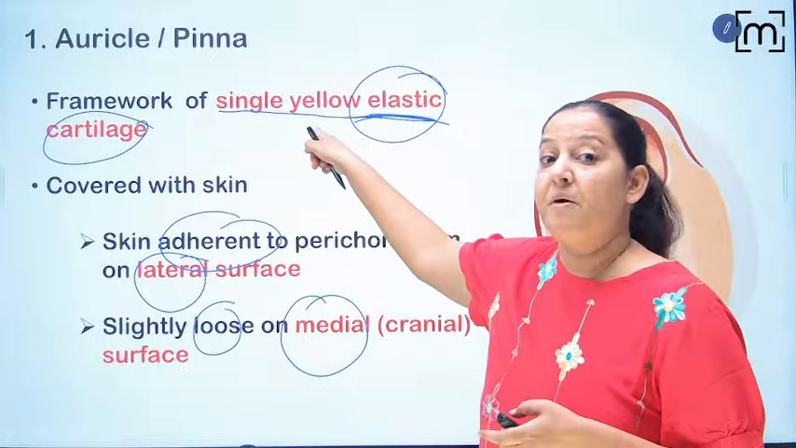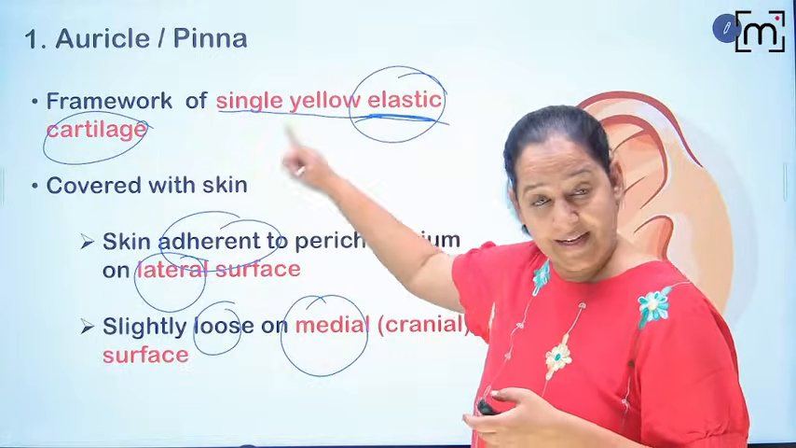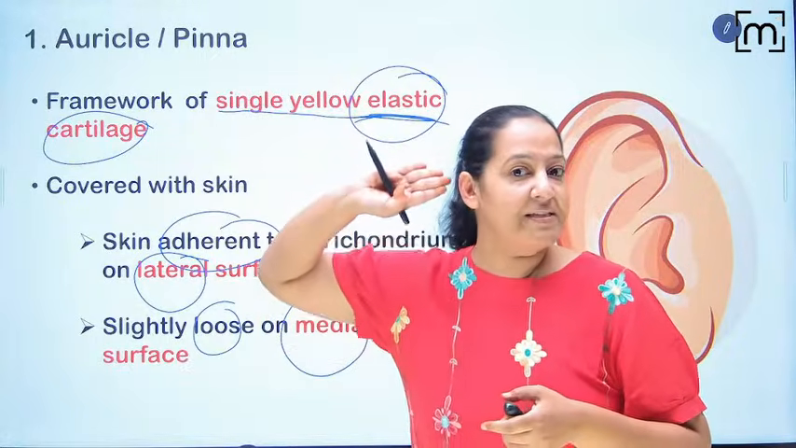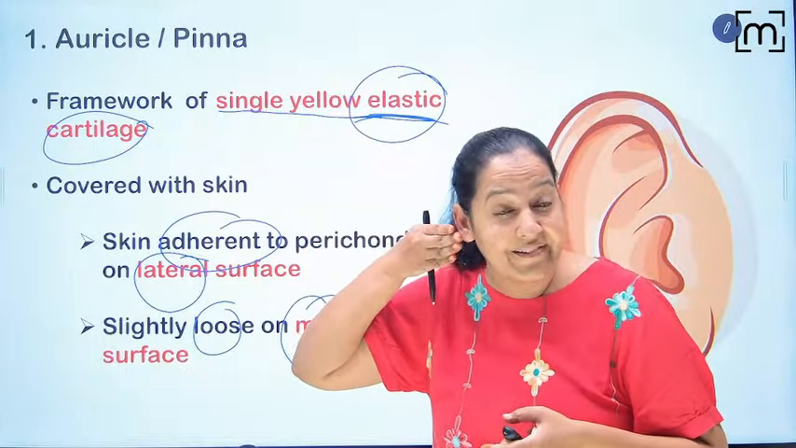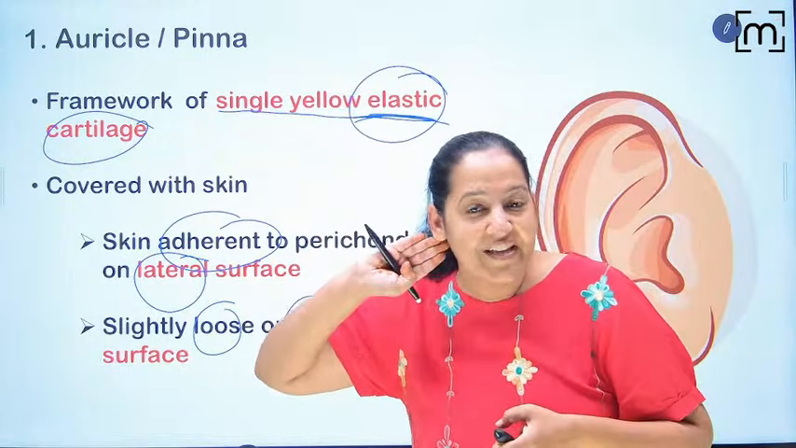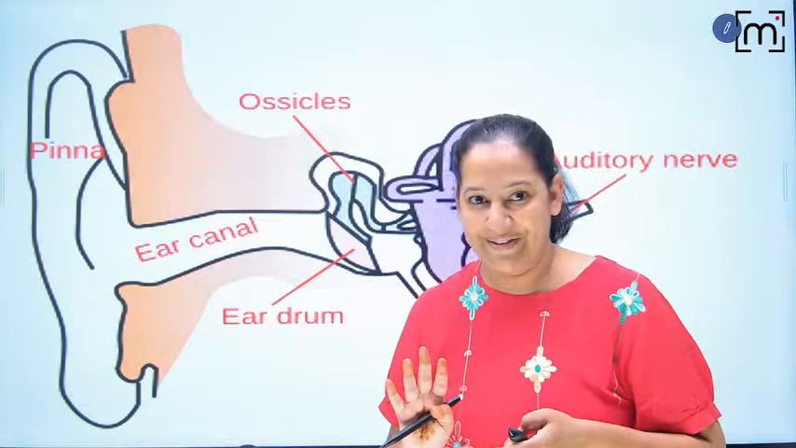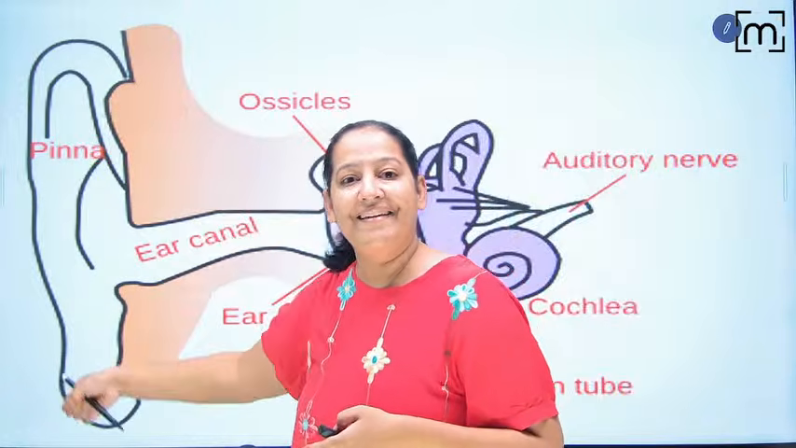Okay, so what is the pinna made up of? A single yellow elastic cartilage. It has a lateral surface and a medial surface. The skin on the lateral surface is adherent, tight. The skin on the medial surface is loose. Everyone got it? Okay, so this is regarding the pinna.